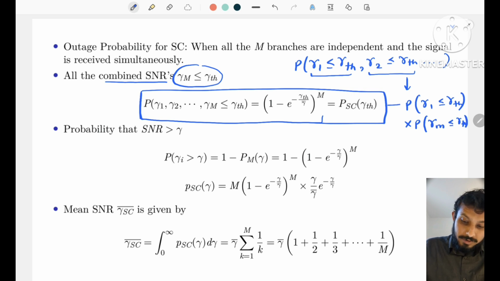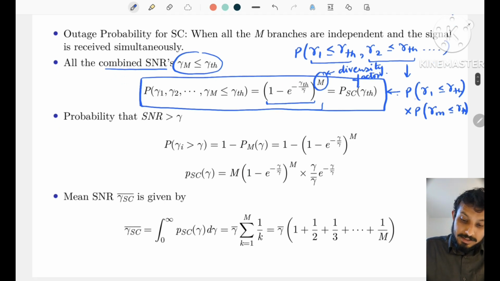And then we arrived at this expression: 1 minus e raised to power minus gamma TH upon gamma bar, raised to the power M. And this M is known as the diversity factor.